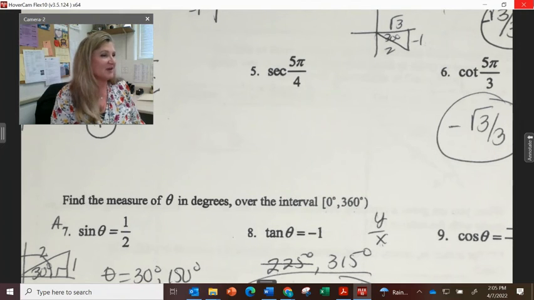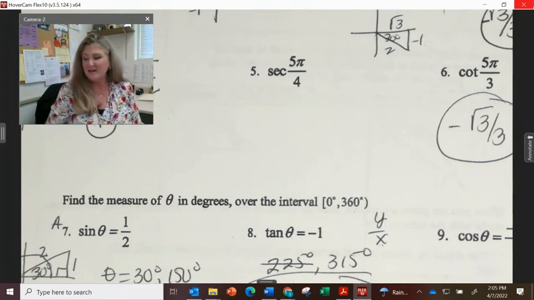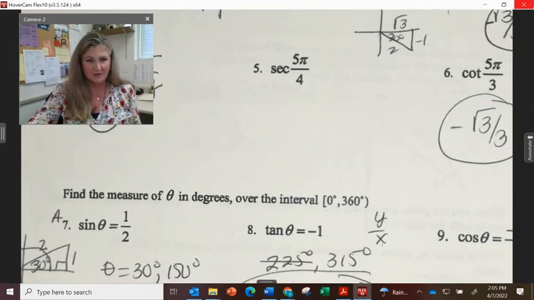And eventually you're going to get it memorized just by doing so many problems. All right, make sure you do worksheet 9.42.